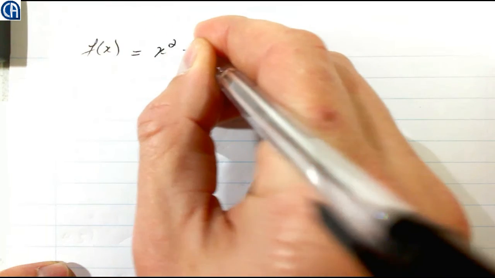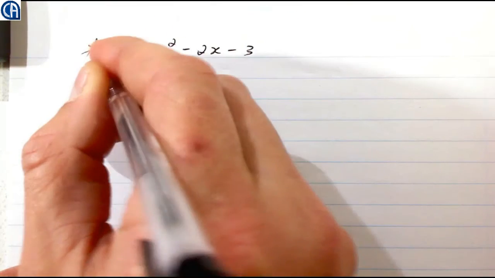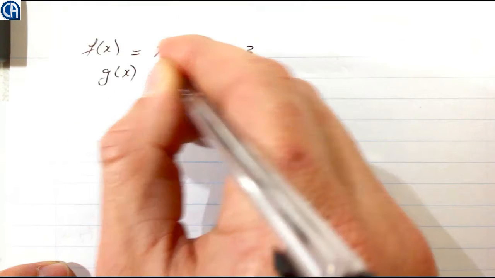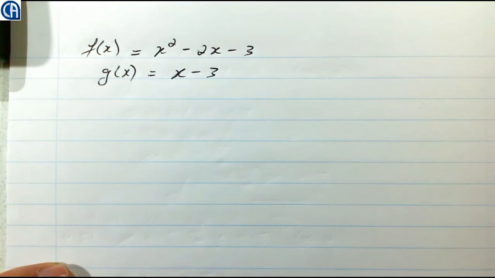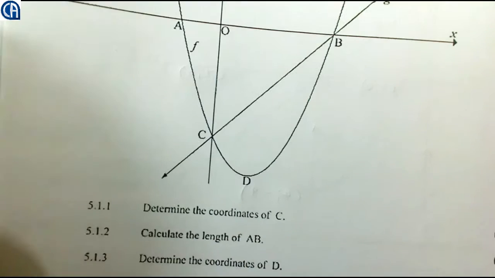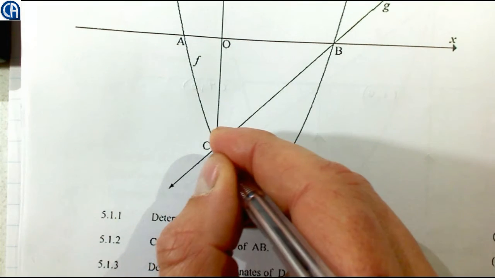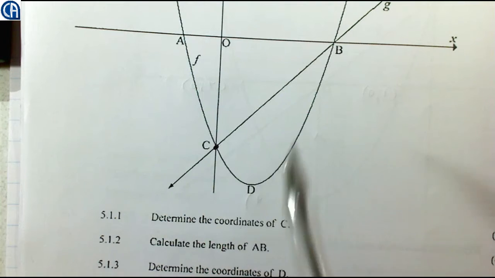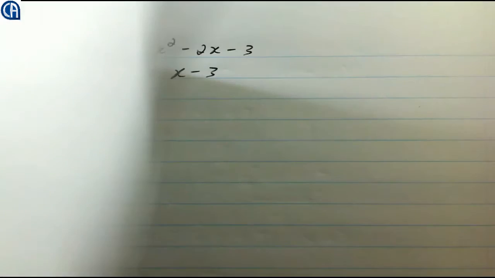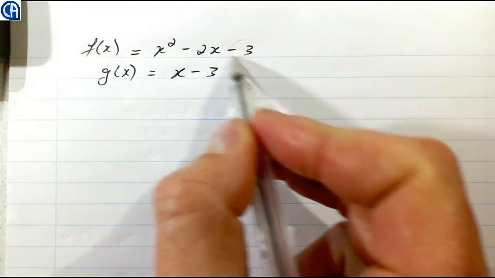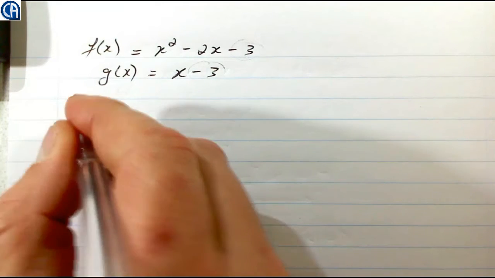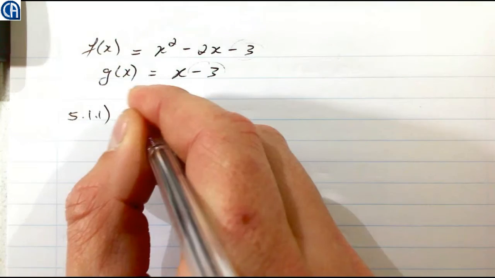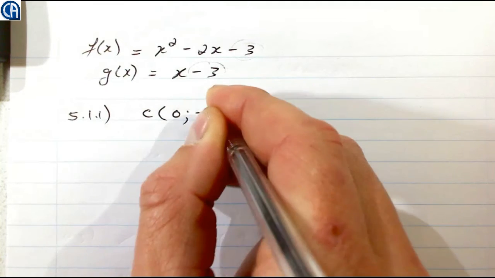Alright, so the last question that deals with parabolas and straight lines is f(x) equals x squared minus 2x minus 3, and the other one is a straight line which is g(x) equals x minus 3. Calculate the coordinates of C. Right, C is the y-intercept of the parabola, and it's also the y-intercept of the straight line. So clearly you can see it's minus 3. So the coordinates of C are (0, minus 3).